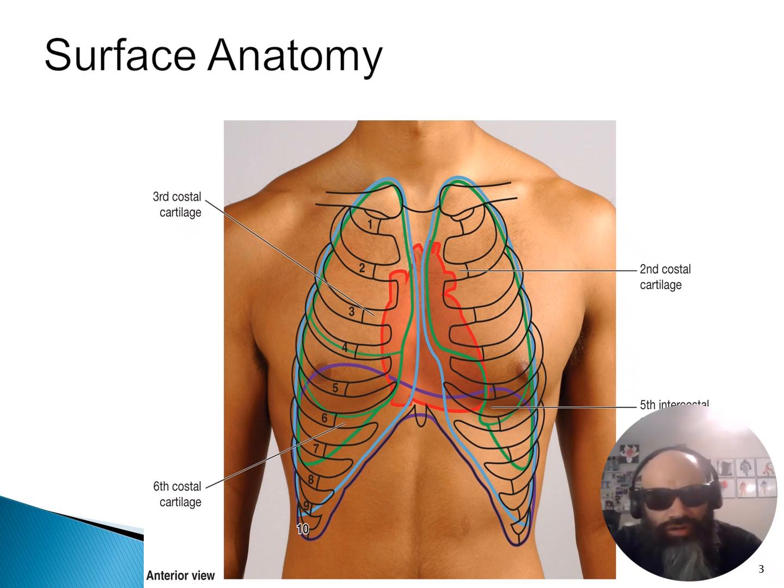The clavicle, the area of the diaphragm, just at the nipple line, overlying the distal portion of the sternum, just superior to the xiphoid process. Count your intercostal spaces. Know where your ribs are located at 1, 2, 3, 4, 5 through 12.